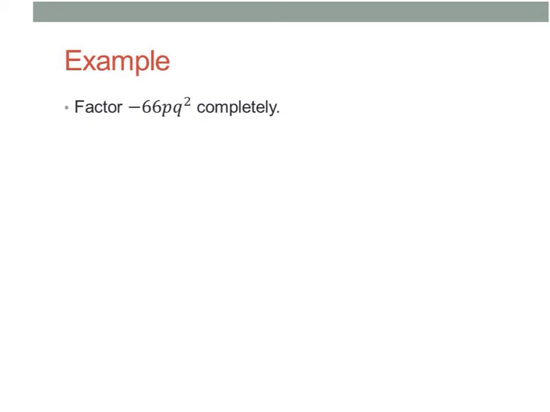Okay, so if we look at this again, we're going to do another one here. Negative 66pq squared. So I need to do my prime factorization on negative 66. The first thing I would probably do is separate the negative 1 and the 66. Negative 1, we're going to consider prime. We're just going to consider it the negative 1 that needs to turn this negative.